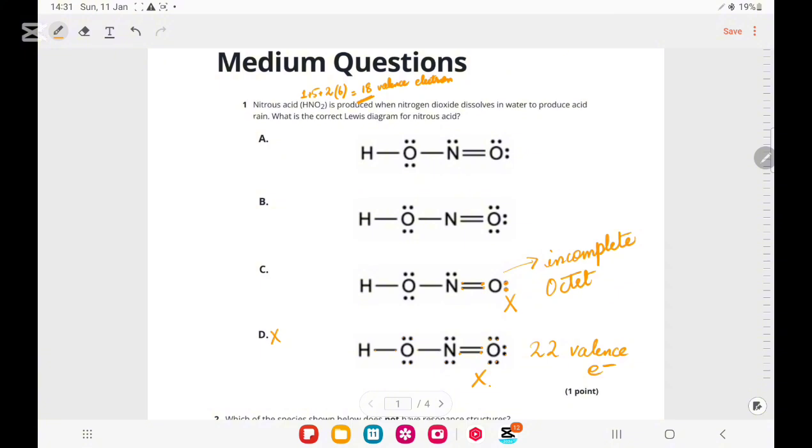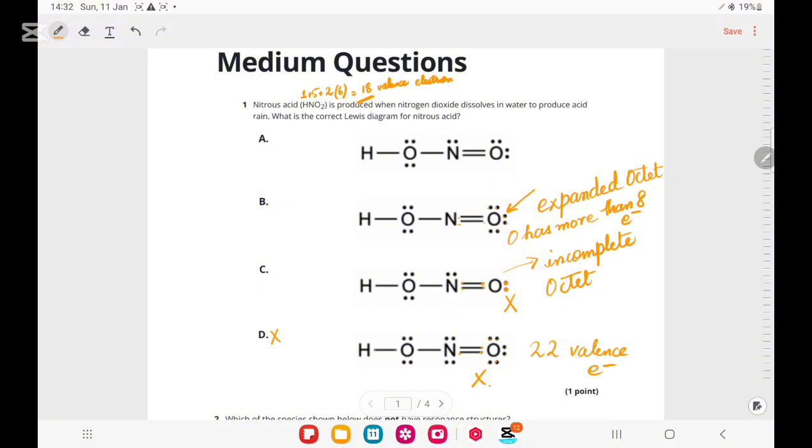And if we see option B, then we see that here oxygen is going to have an expanded octet. Expanded octet means it is having 1, 2, 3, 4, 5, 6, 7, 8, 9, 10. So this is not possible, because oxygen has here more than 8 electrons, which is not possible in a Lewis diagram.